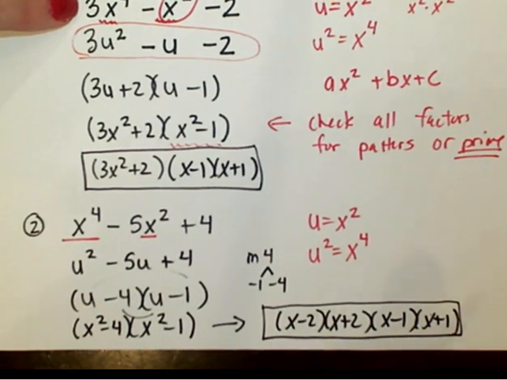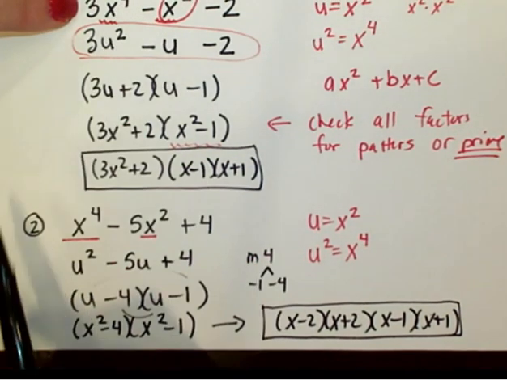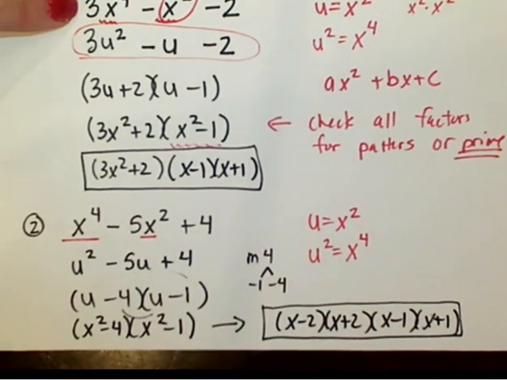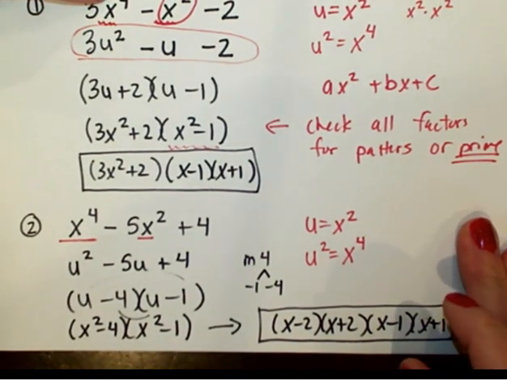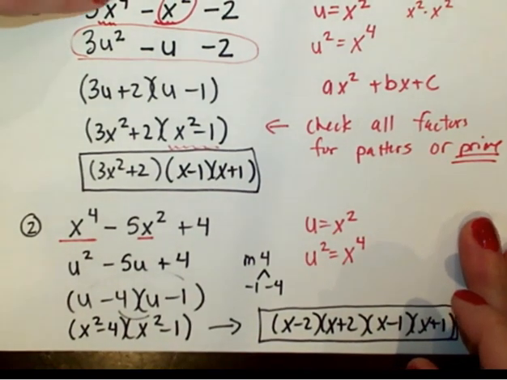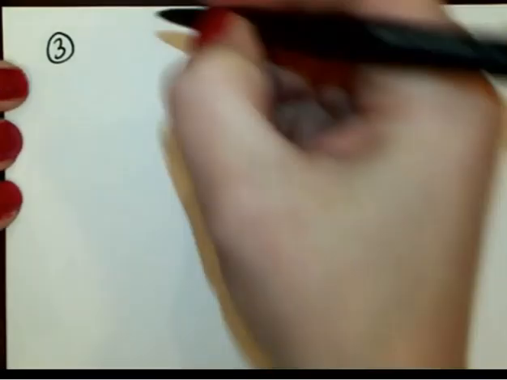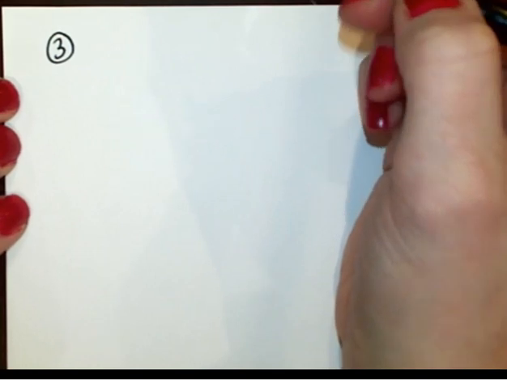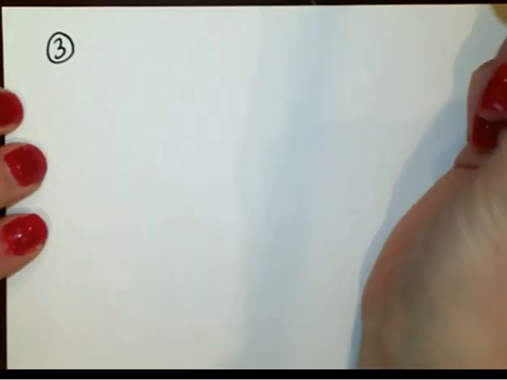Notice in the example above, this is a 4th degree polynomial. I have a quadratic, a linear, and a linear factor. The degrees should add up to the degree of the original problem. Let's see if there could be quadratic form polynomials with a degree higher than 2.